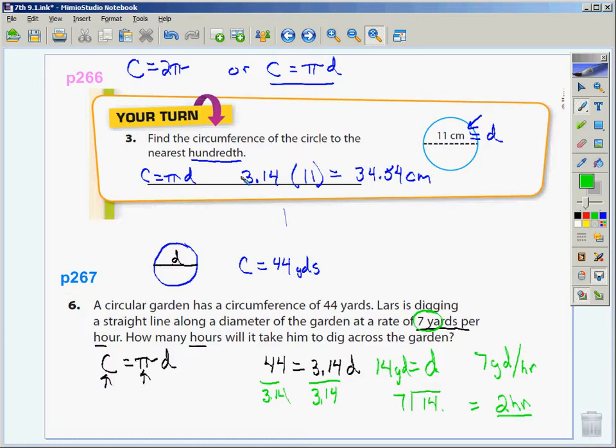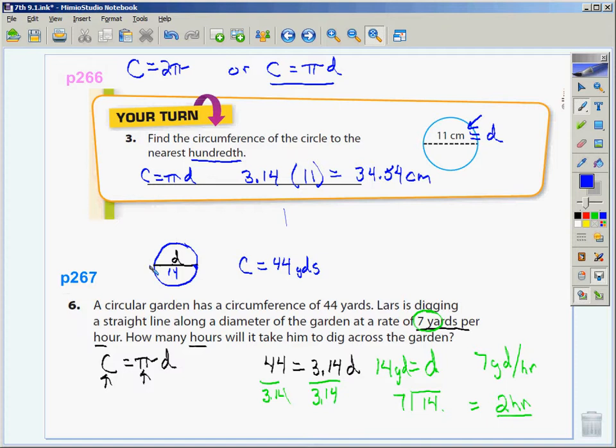In other words, from one side of the circle all the way to the other side of the circle is how far? It's 14 yards. From here to here. They asked me how long did it take me to dig across it. If I'm digging 7 yards per hour, how far am I going to dig the first hour? 7 yards, halfway across. In the second hour, I'm going to dig how many yards? 7 more. So I'm going to have done 14 yards. I'm going to dig all the way across the circle at the end of 2 hours.